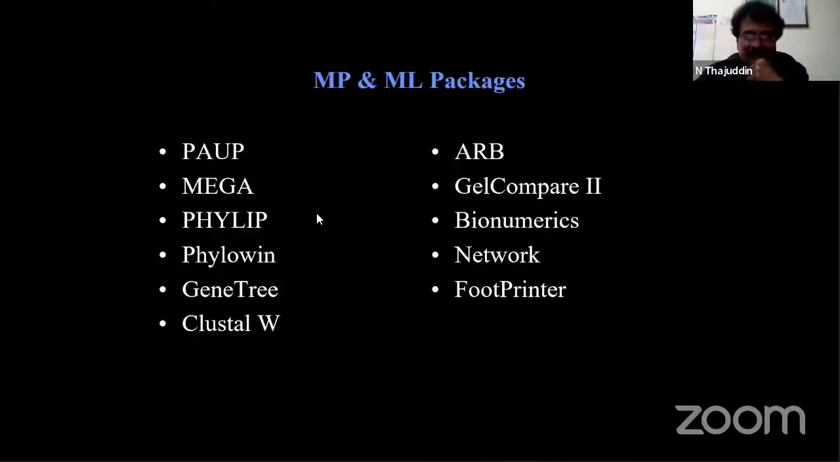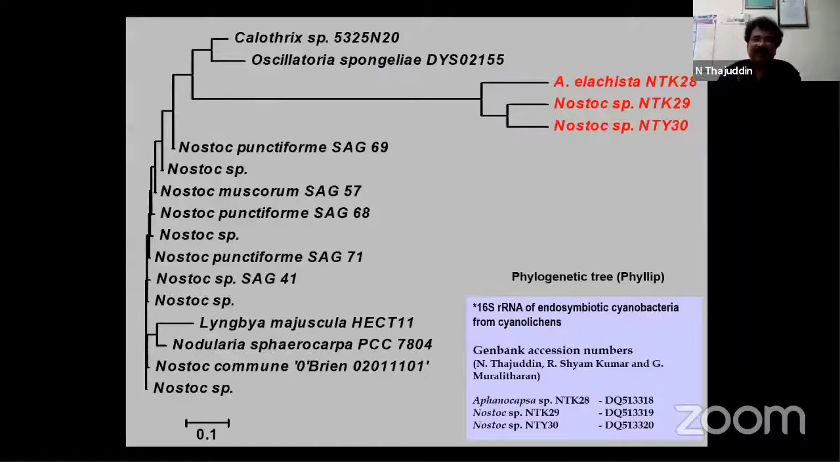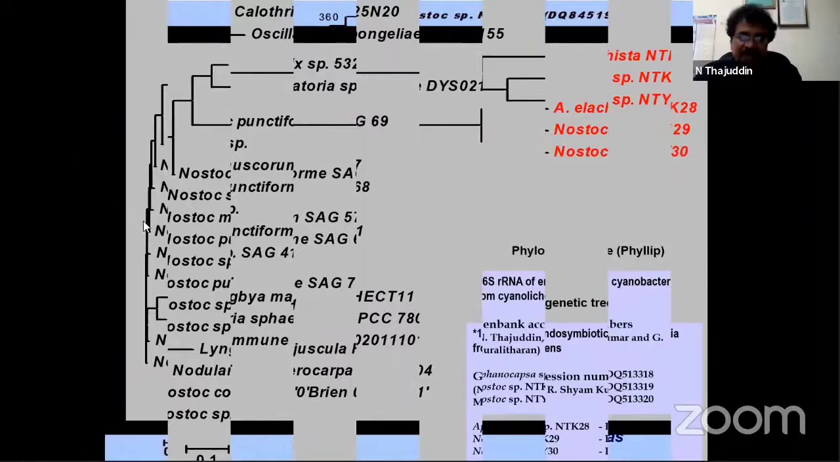And after running this software, we get the phylogenetic tree. So these 3 are from lichens. Because in India, for the first time we isolated the cyanobionts and made the sequences, this kind of sequences have not so far been deposited anywhere in the world in the gene bank. This is the unique one. That's why our sequences are very unique, not matching with any of the branches. So it is separate.